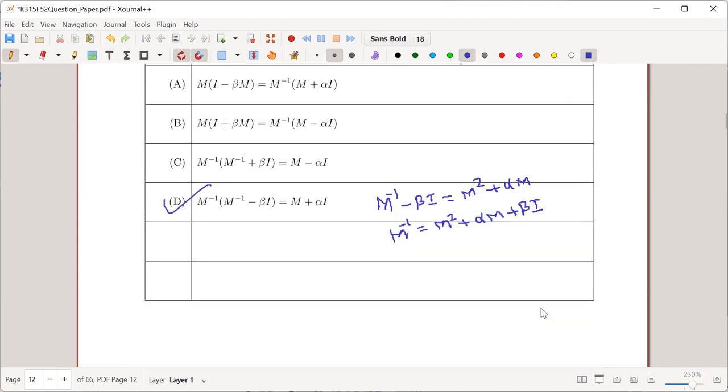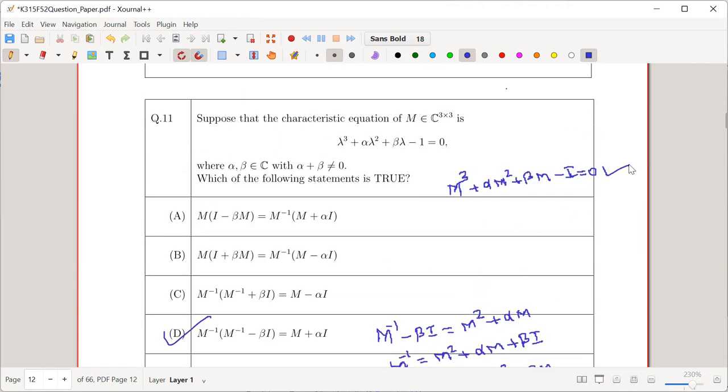Now multiply M again on both sides. We have M into M inverse, which is nothing but identity, equal to M cube plus alpha times M square plus beta times I into M, which is M. Therefore, if you take this I to this side, we get the equation M cube plus alpha times M square plus beta times M minus identity equal to 0. So we get our equation. Therefore, option D is the correct answer.